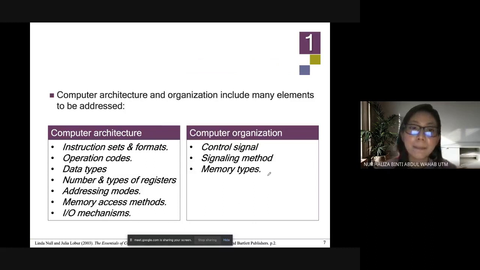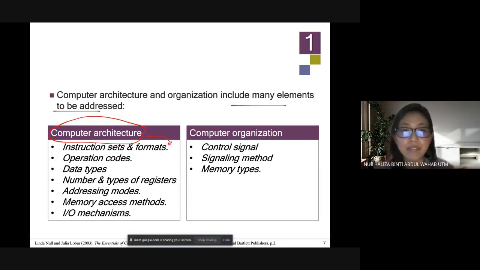There are other examples under this, which include many elements to be addressed. This is under computer architecture. So this is the example: instruction set and format, operation code, data types, number and type of registers, addressing mode. You can read and understand it by yourself. And this is the example of computer organization: control signals, signaling methods, and memory types. Later on, if you still don't understand, we can go deeper and deeper, so don't be stressed at first.